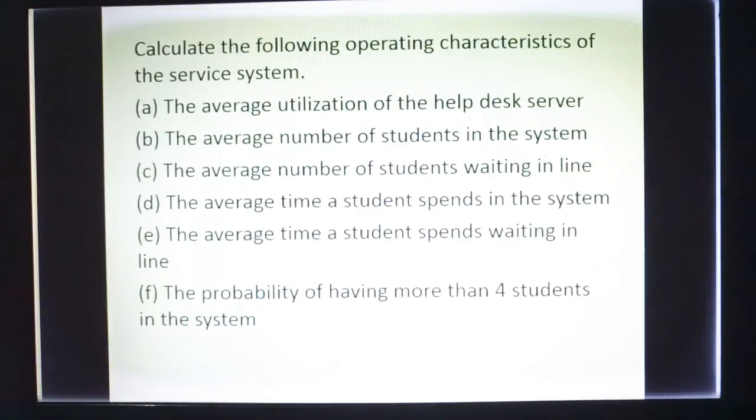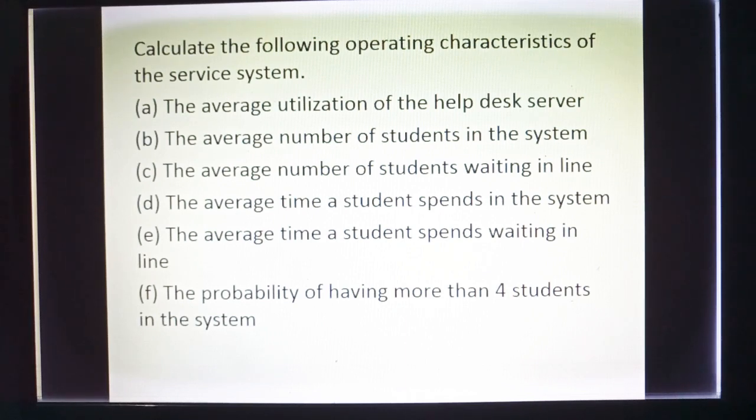Calculate the following operating characteristics of the service system. Letter A, the average utilization of the help desk server. Letter B, the average number of students in the system. Letter C, the average number of students waiting in line. Letter D, the average time a student spends in the system. Letter E, the average time a student spends waiting in line. And letter F, the probability of having more than 4 students in the system.